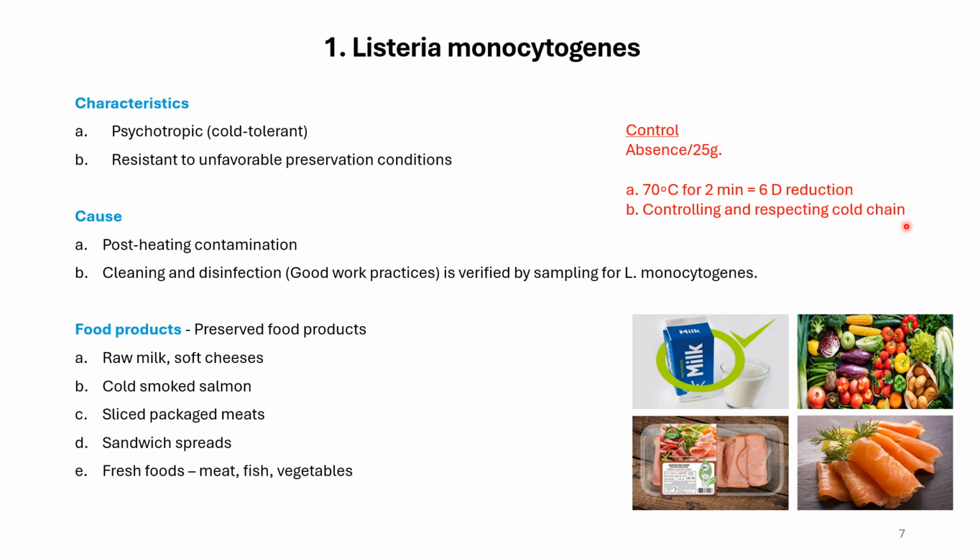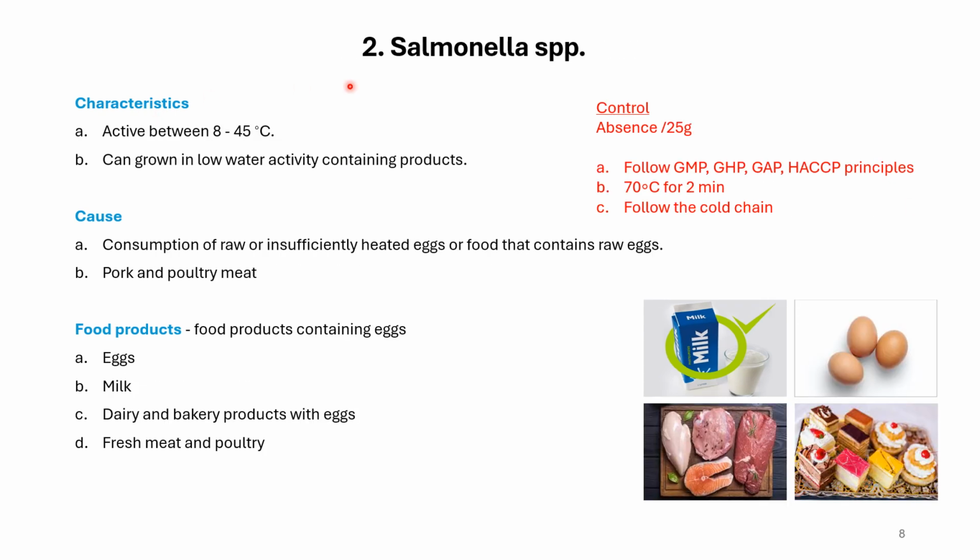Next, we have Salmonella, which is a gram-negative bacteria which causes salmonellosis. Salmonellosis is characterized by abdominal cramps, fever, diarrhea. Now, this organism is active between 8 degrees Celsius and 45 degrees Celsius, meaning it cannot grow at refrigeration temperatures. Then it can grow in low water activity containing products.